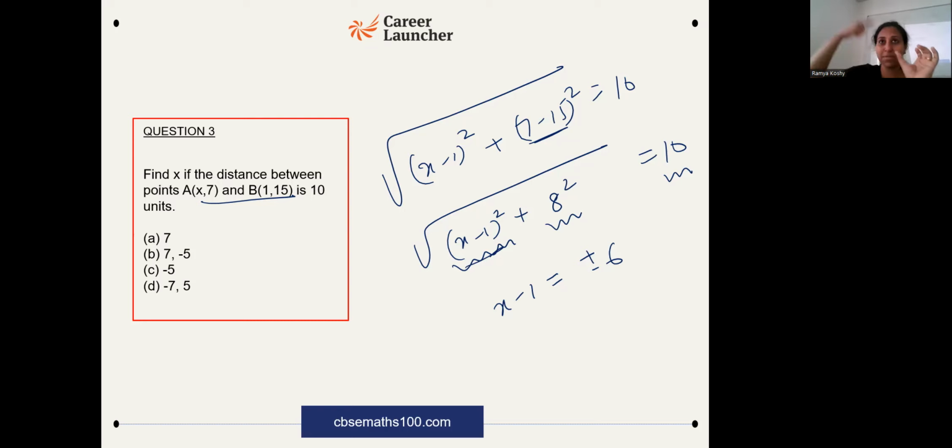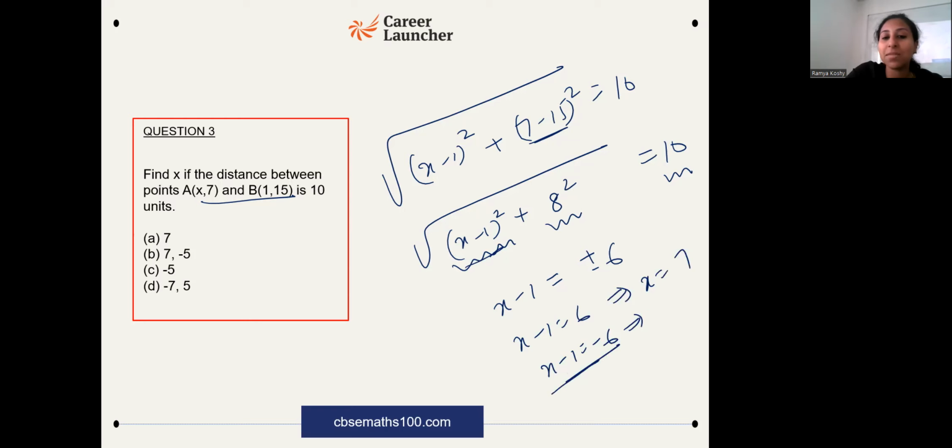Both plus minus 6 because I'm squaring the value. When I square the value, both square value will become plus 36. So, I'm going to get here x minus 1 is 6 or x minus 1 is minus 6. X minus 1 is 6 means x is equal to 7. X minus 1 is minus 6 means x is equal to minus 5. So the answer should be option B.